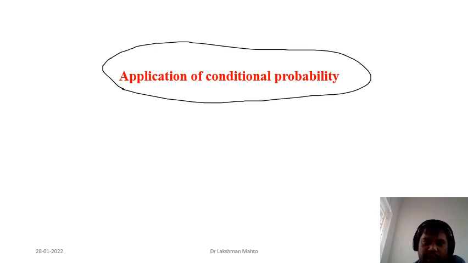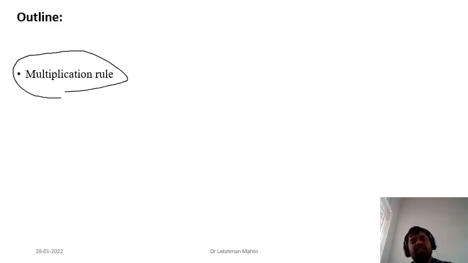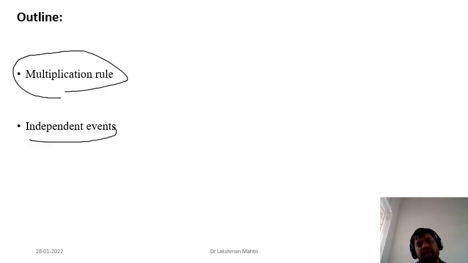Coming to the outline of today's lecture, these are the following. First, I would like to discuss in detail the multiplication rule. You can say that the multiplication rule is just a rephrasing of what we have already studied in the definition of conditional probability. In other words, a restatement of the definition of conditional probability, we are calling it the multiplication rule.